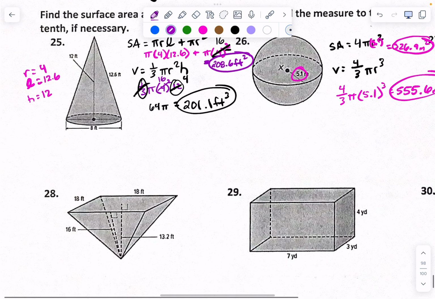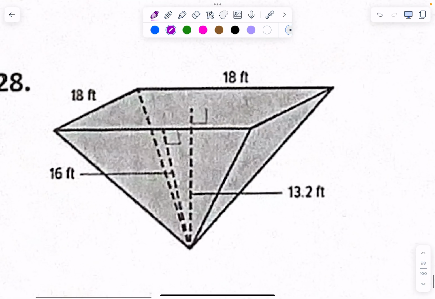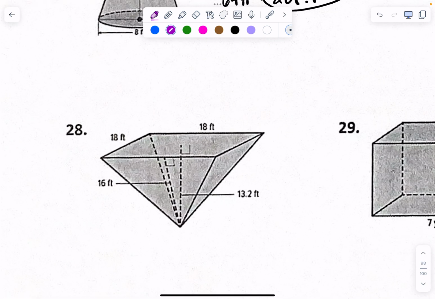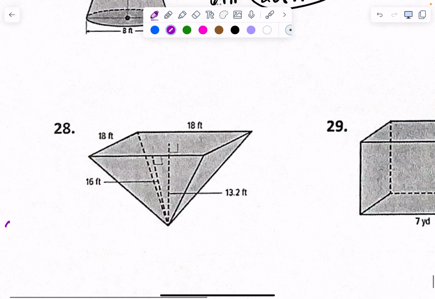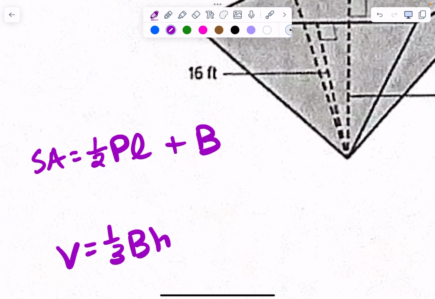Okay, good? All right, what's 28? Rectangular prism. It is a square pyramid. Okay, surface area of a pyramid. What you got? Yep, 1/2 the cursive L plus B. Okay. Volume? 1/3 the H. No. Only the first ones.